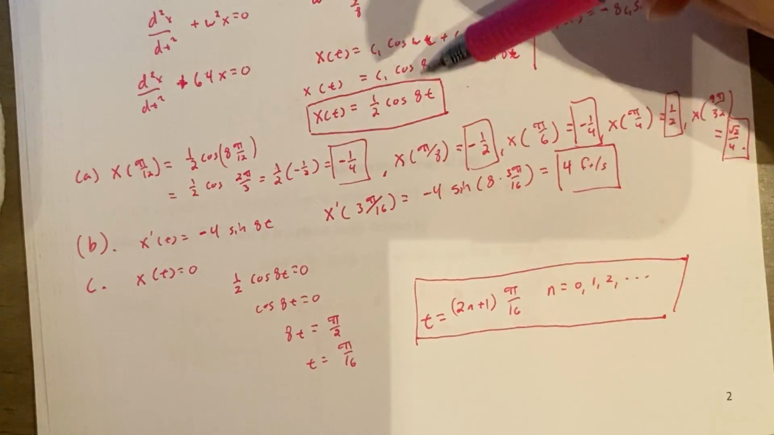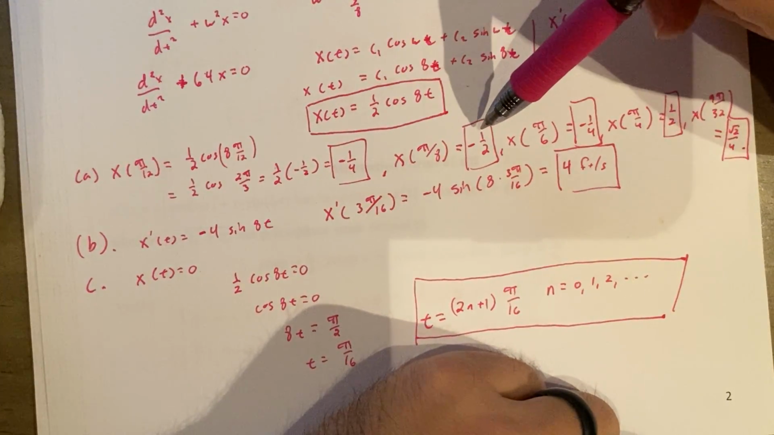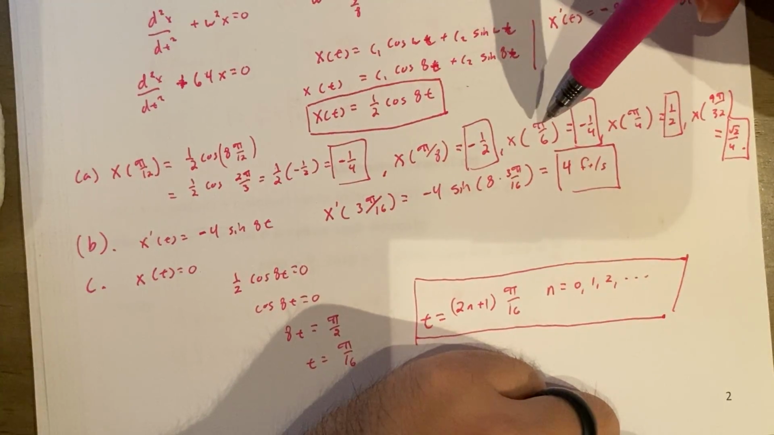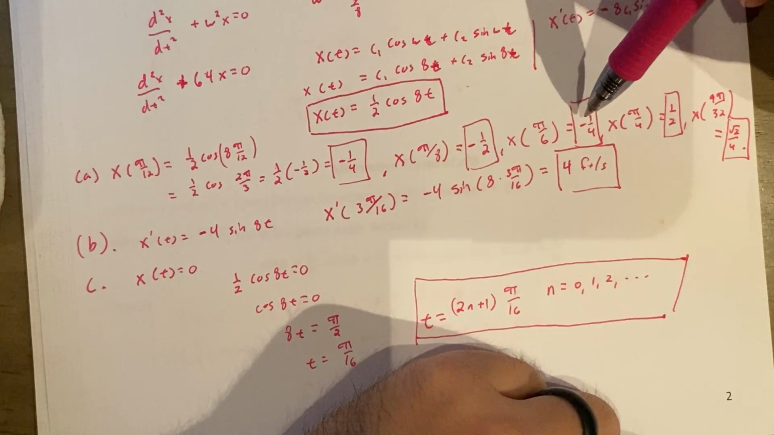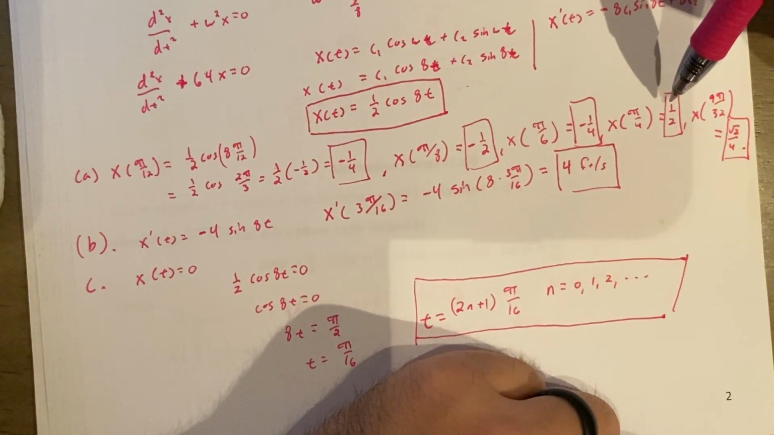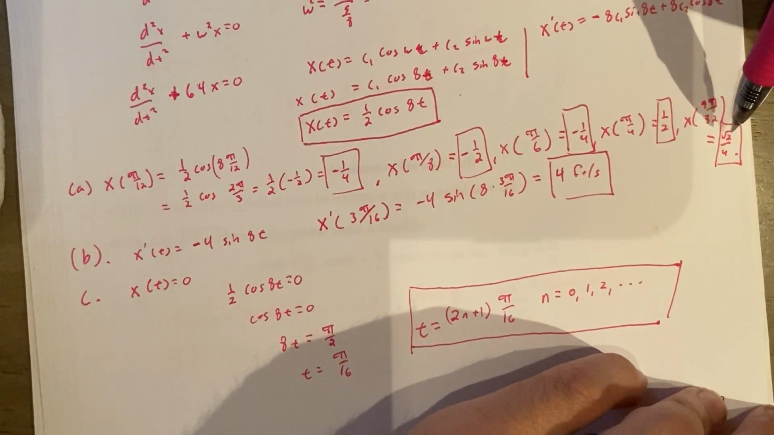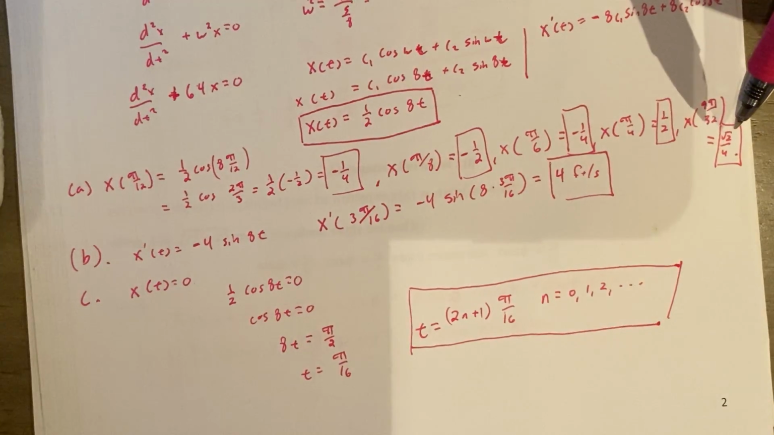And here you see that when we plug in t equals pi over 8, our position is negative 1/2. When t is pi over 6, our position is negative 1/4. When t is pi over 4, our position is 1/2. And when t is 9 pi over 32, our position is the square root of 2 over 4.